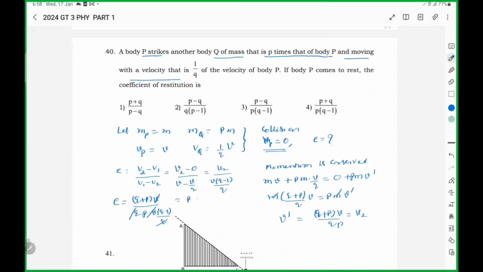So this is (P plus Q) by P into (Q minus 1).